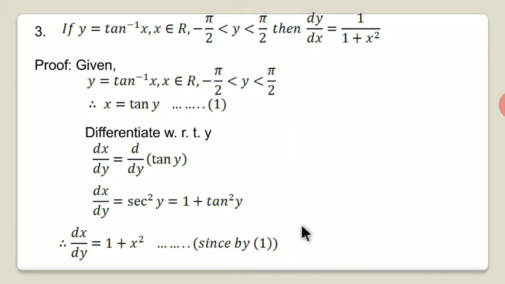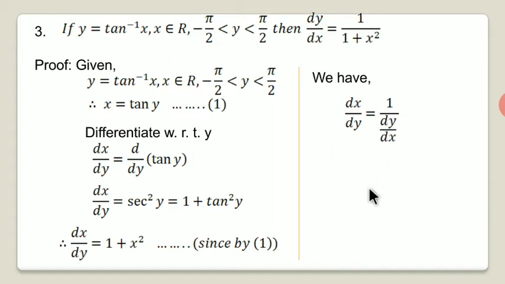Now we have dx upon dy is equal to 1 upon dy by dx. So dy by dx is 1 upon dx upon dy. And hence we get dy upon dx is equal to 1 upon 1 plus x square. That is, derivative of tan inverse x is 1 upon 1 plus x square.